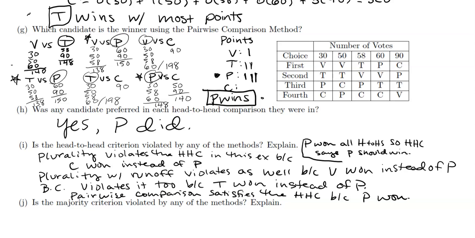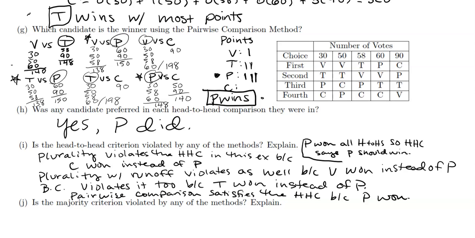So we see all these different examples. The head-to-head criterion in this example says that P should win because they satisfy that condition of having won all of their head-to-heads. So anyone that doesn't elect them the winner is in violation of the criterion, versus if they do elect that person the winner, then they satisfy the criterion.